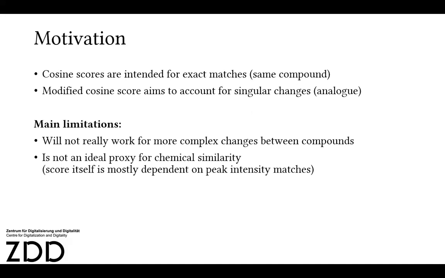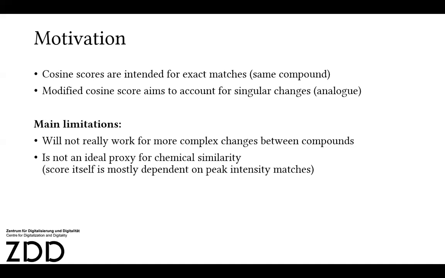The motivation for this is that, as you might be aware, we have scores that are commonly used, like cosine score or modified cosine scores, and many variants of those, and they can do quite some things. The cosine score is really intended for exact matches of the spectra. So if you really have a spectrum of the same compound measured in a similar way, you can find this with a cosine score, hopefully.